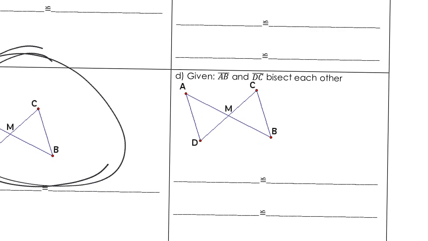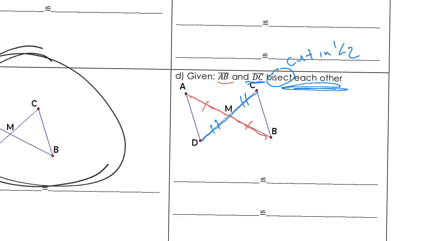we have two lines that bisect each other. Remember, bisect means cut in half. So two lines bisect each other. They're both getting cut in half. We've never seen this one before. So AB is cut in half and DC is cut in half.